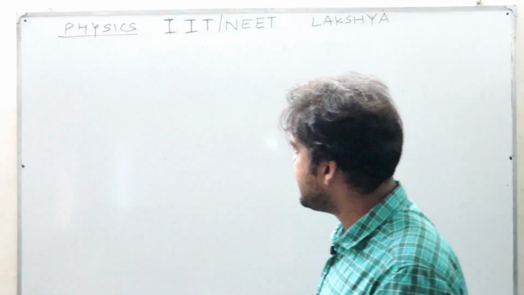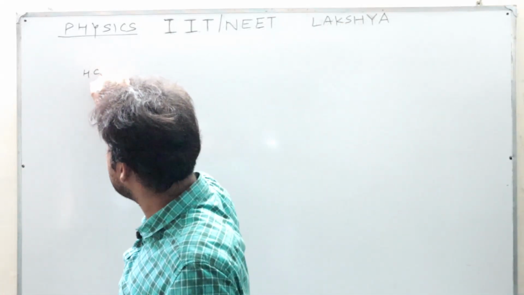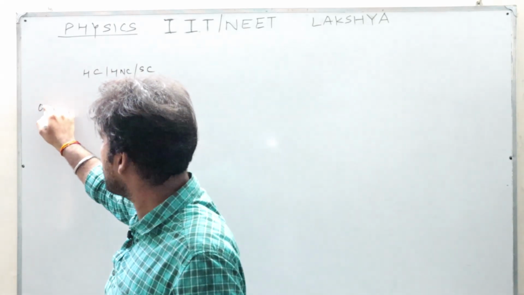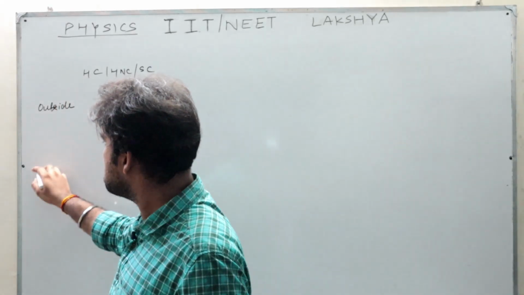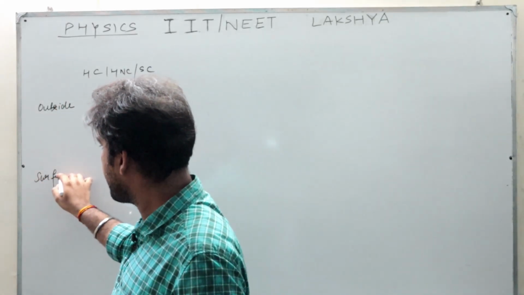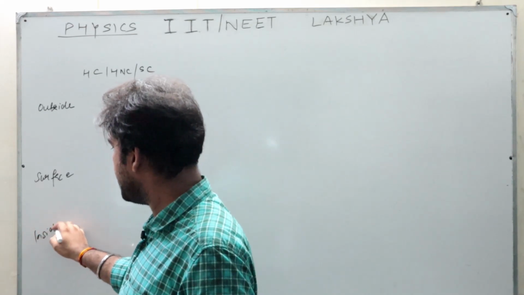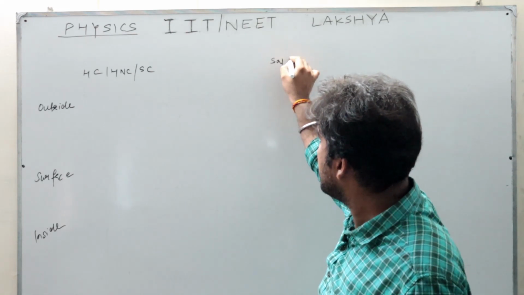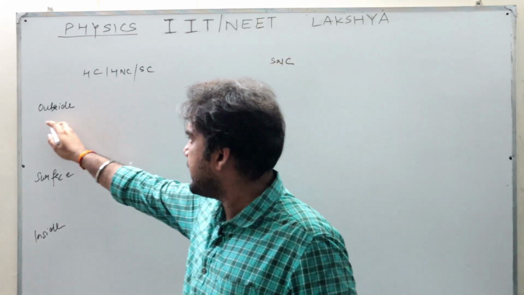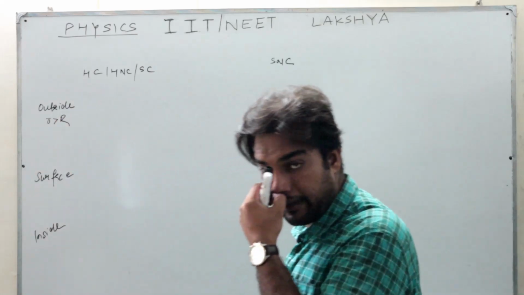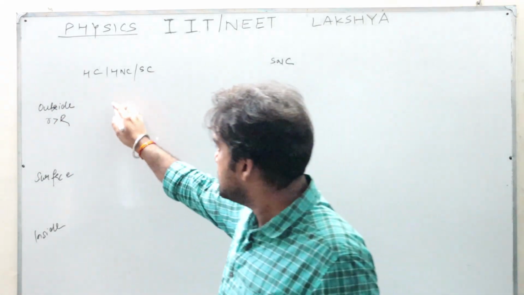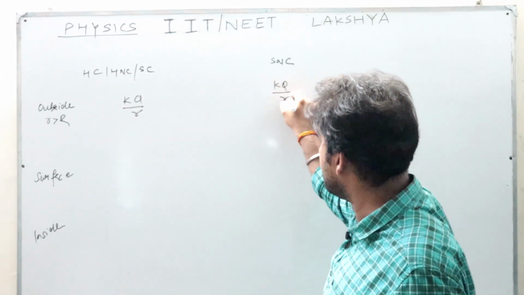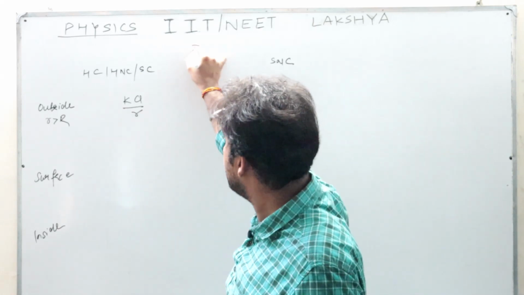You can note it down. So summarizing everything for you, there was a case of hollow conducting, hollow non-conducting and solid conducting. Here we have to write outside point, on the surface and inside. Similarly, there was a case of solid non-conducting. So for the outside point, that is small r greater than capital R, the result was KQ by small r. Here also the result was the same, KQ by small r. This is as far as potential is concerned.